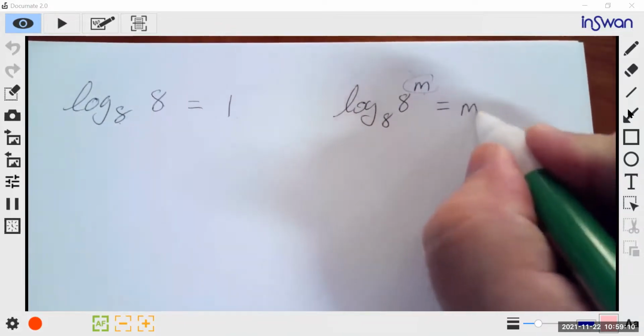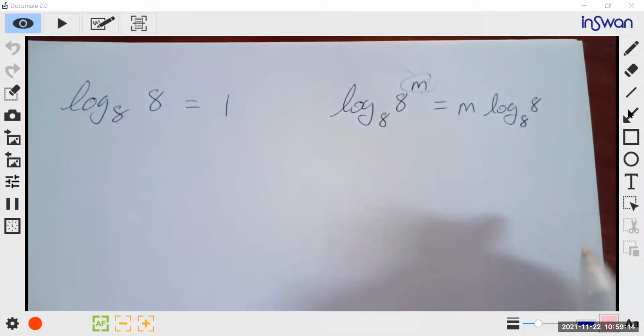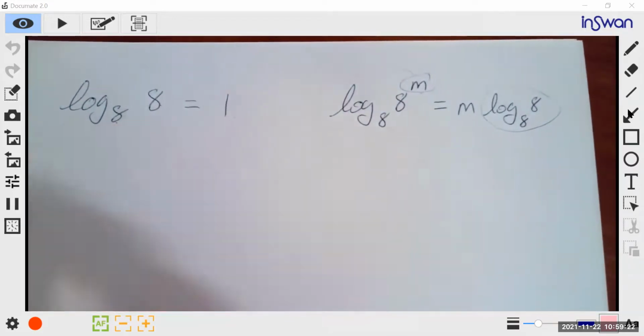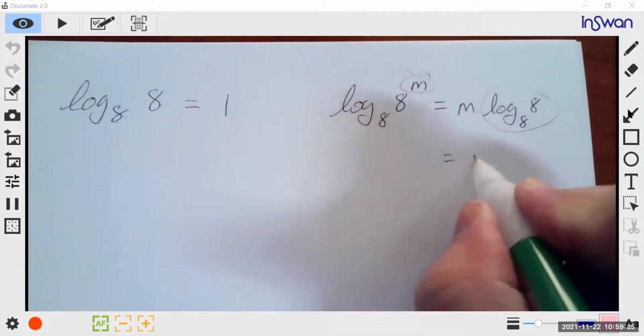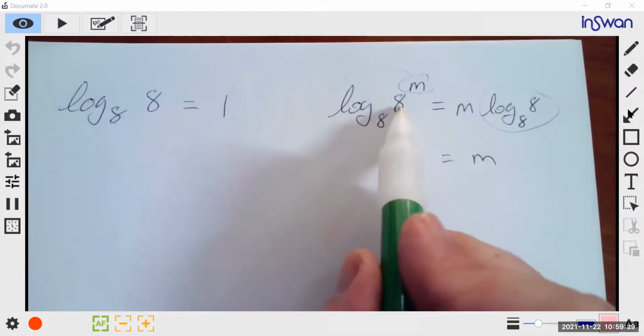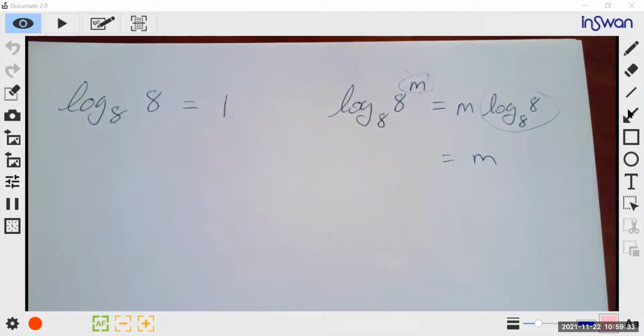So we have m times log base 8 of 8. And we have another theorem. What is log base 8 of 8? Yeah, we just did it here. So it's m. So whenever you have a base, and if the bases are the same, then it's just the exponent.